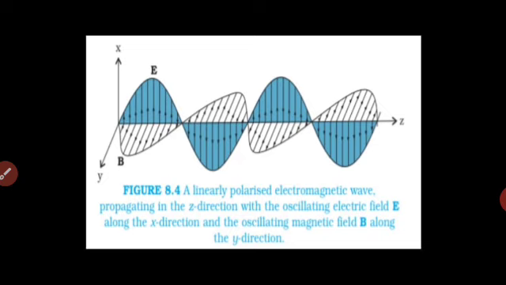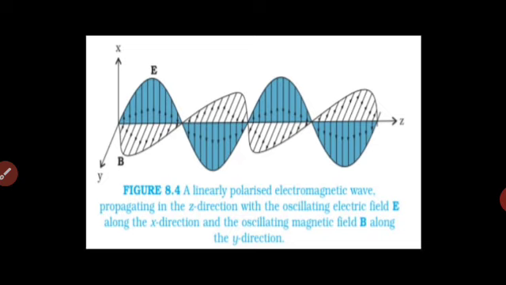This is a diagrammatic representation of an electromagnetic wave which has the two components, electric and magnetic field. These vectors are perpendicular to each other. As you can see, the electric field vector is along the x-axis in the diagram, whereas the magnetic field vector is along the y-axis.